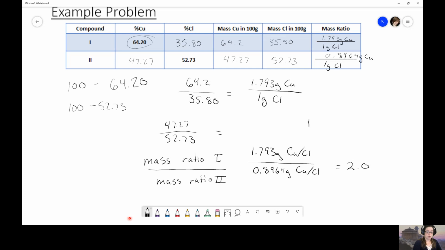So the ratio of Cu in these compounds is 2 to 1. Okay, there's twice the amount of Cu in compound 1 as is in compound 2. Okay, so that is the law of multiple proportions, and that's how you use it. And if we wanted to do this for chlorine, we would just reverse those ratios and then divide just like we did in the last step.